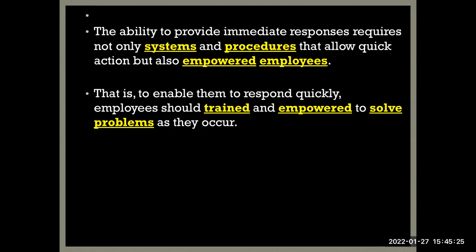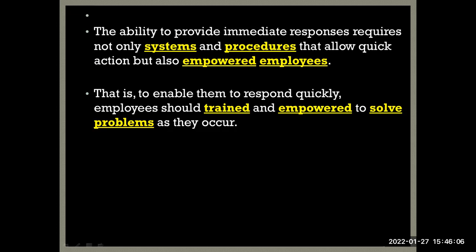The ability to provide immediate response requires not only systems and procedures that allow quick actions, but also empowered employees. So not just software, systems, technology, machines and equipment are important. Procedures to perform that particular service delivery, or how to respond to service failure, how to recover the service, are also important. Along with that, skilled manpower and trained employees are equally important. That is to enable them to respond quickly.